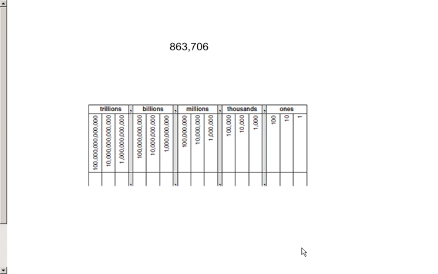So let's look at a bigger number to do exactly the same thing. And again, your place value chart can help you. I can write my digits in the spot. My 8, 6, 3, 7, 0, 6. And when I'm going to look at expanded notation, when I've got my place value chart, I can see the value of the 8. It is 8 times 100,000. So I'd have my 8 times its value, 100,000.